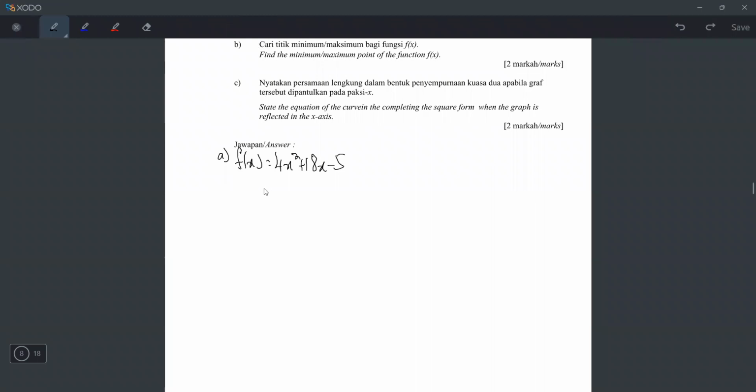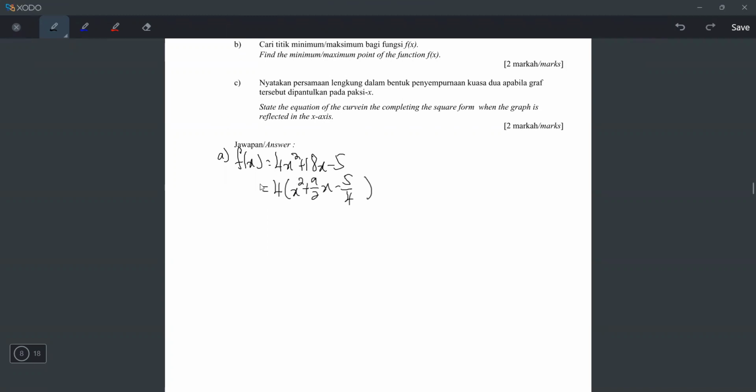Do you remember how to do completing the square? First, you have to make sure the a must be positive 1, right? If it's not positive 1, you have to take out, which means you divide everything by 4. So divide everything by 4: x squared, then 18 over 4, which is 9 over 2, and then 5 over 4.